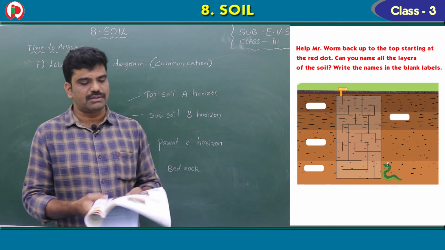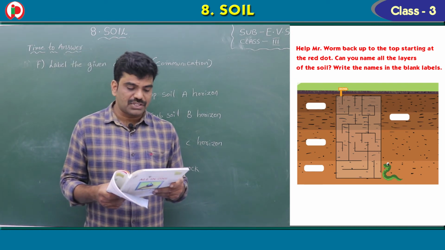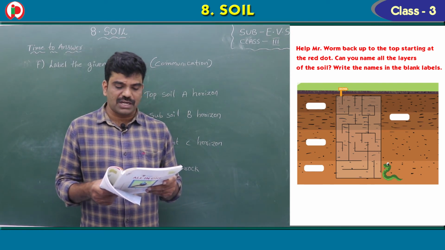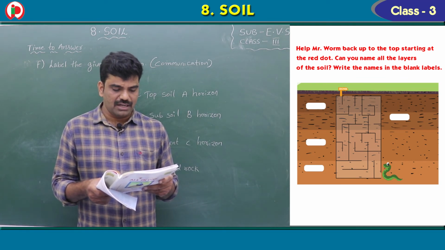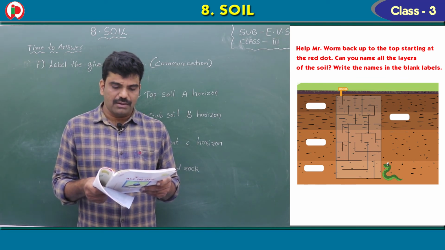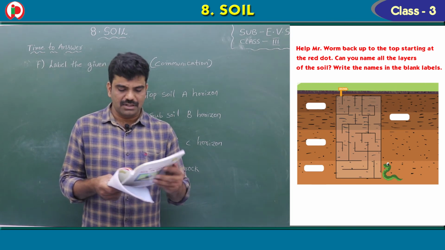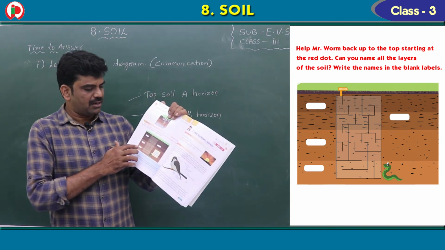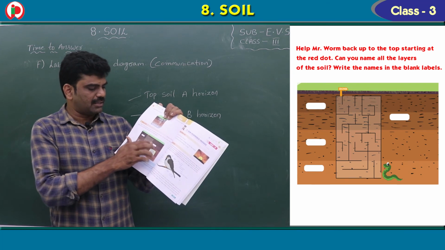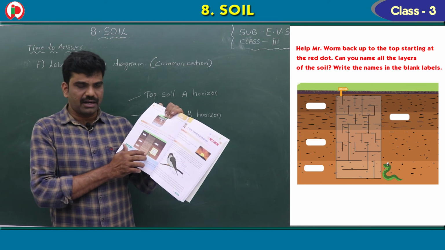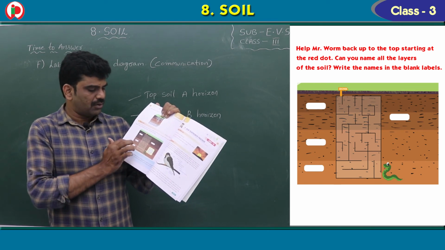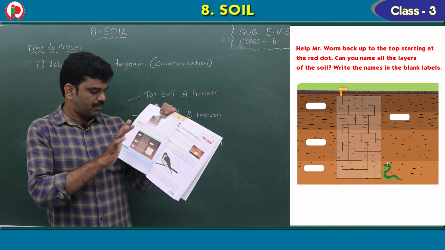Now let's see how it's possible. Help Mr. Worm back up to the top, starting at the red dot. Can you name all the layers of the soil? Write the names in the blank labels. So the labels are there. In these blank labels you have to write the layers. So this is the worm which is there at the red dot. Now you have to go from the bottom to the top like this.